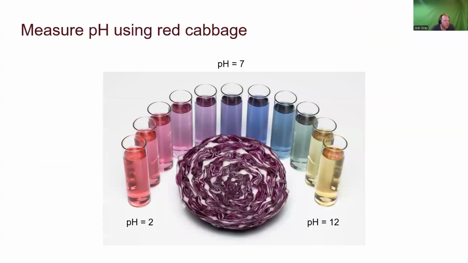Now, you can do a pH measurement with red cabbage juice. By squeezing the heck out of a red cabbage, you can basically get all these different colors based on different concentrations of that red cabbage juice.